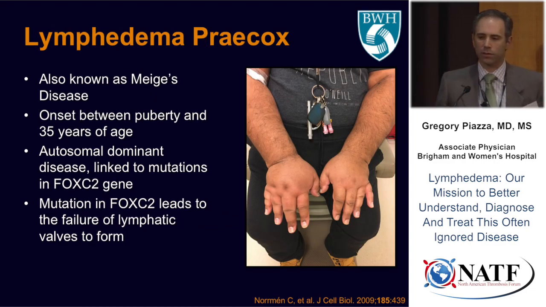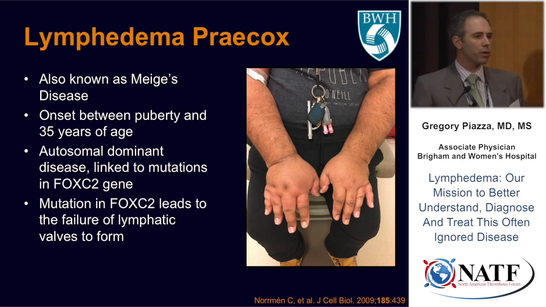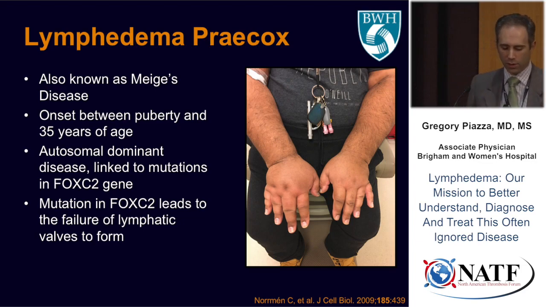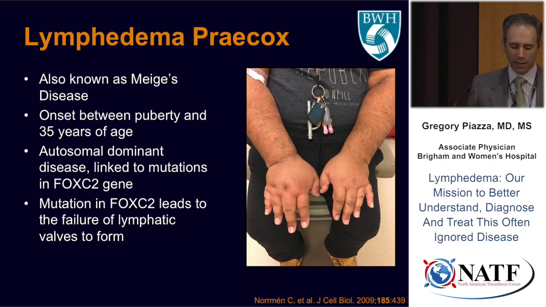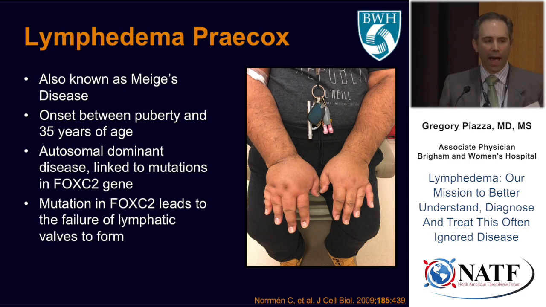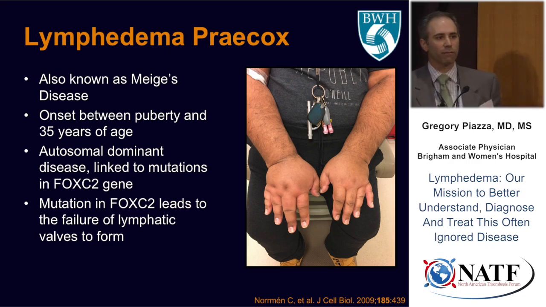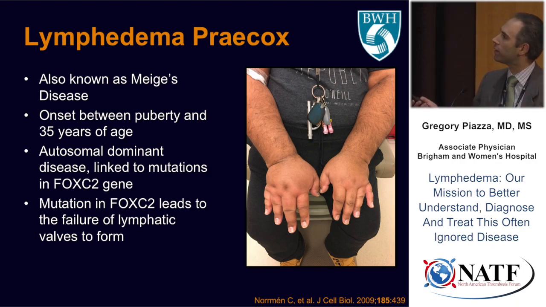Lymphedema praecox is called Meigs disease, and this has an onset somewhere around puberty to 35 years of age. We can see here, this is my clinic patient with very dramatic swelling of the hands, the forearms, the fingers, and also the lower extremities. This is due to a mutation in a gene called FOXC2. FOXC2 is very important for the development of valves in the lymphatic vessels. So lymphatic vessels have valves, and if you don't form them, then you're prone to developing lymphedema.